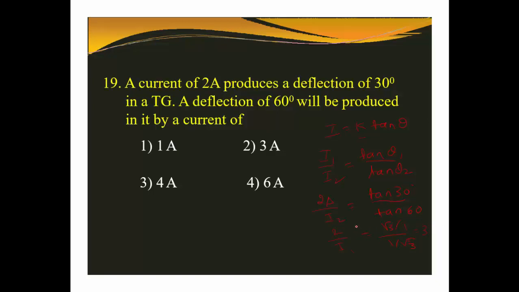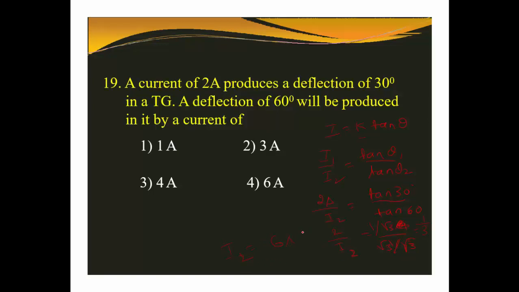So here I1 by I2 is tan 30 by tan 60. Tan 30 is 1 by root 3, and tan 60 is root 3 by 1. By doing this calculation, you will get 1 by 3. So after this, you get I2 equal to 6 ampere.